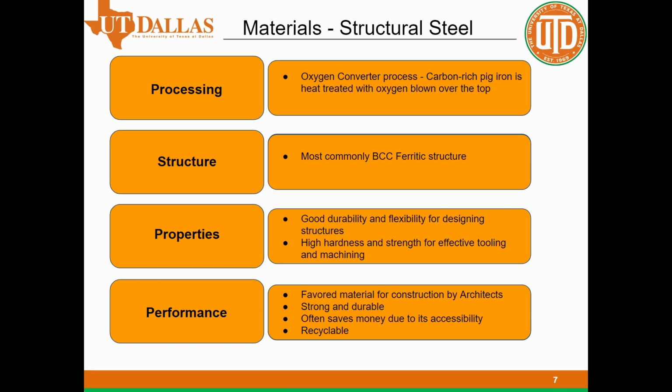For structural steel, an oxygen converter process transforms carbon-rich iron to steel by heat treating the iron and blowing oxygen across the top of it. This forms a steel with the BCC ferritic structure. Structural steel has a favorable durability and flexibility for the construction industry, with good hardness and strength properties, which causes it to also perform well in machining.